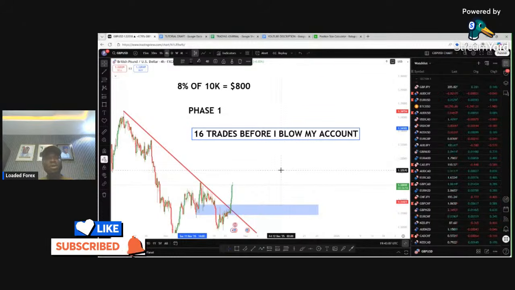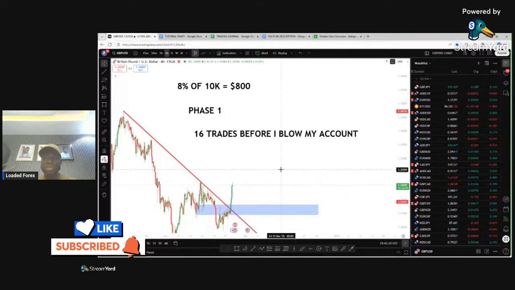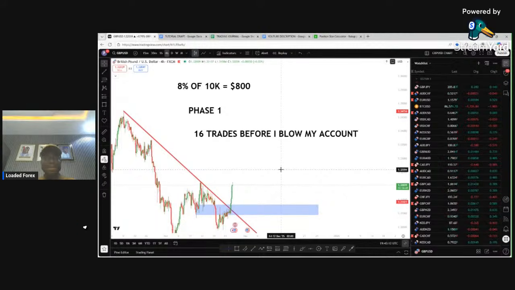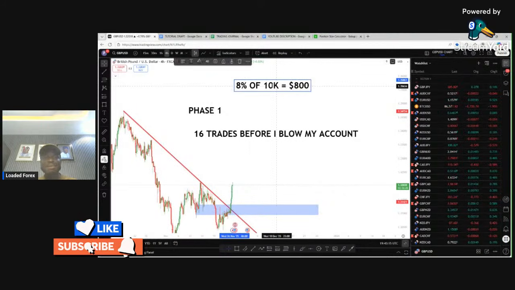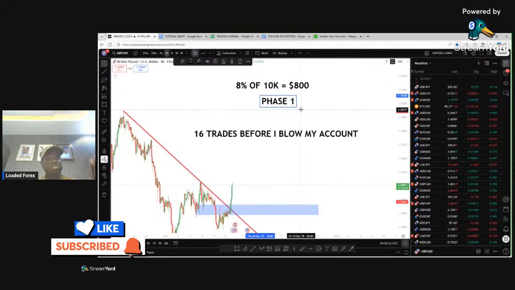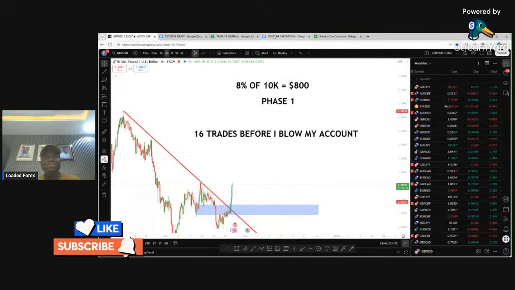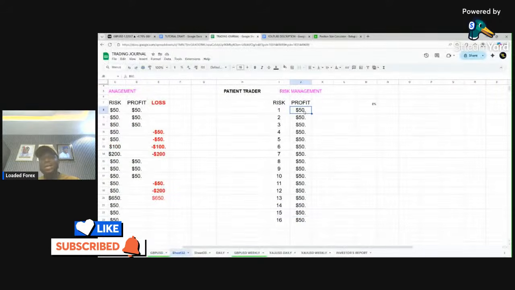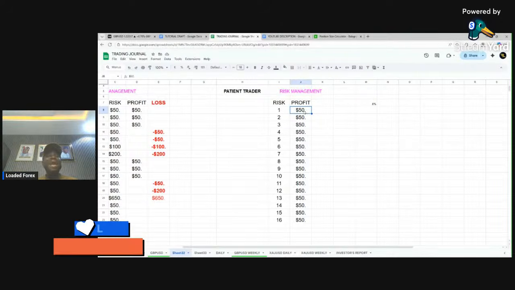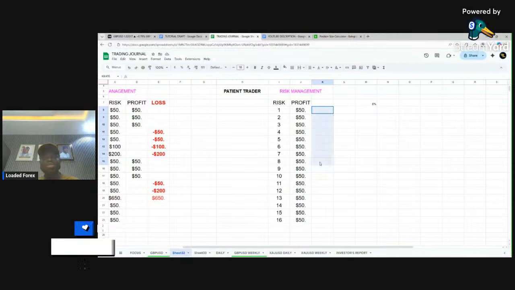So the second question is, how many trades will you take in the market to make the $800 target? Because this is 8% of the account, the phase one target. How many trades? That is the second question you need to ask yourself. If I'm risking $50 to make $100, like I said, your profit must be higher than what you are risking. That means it will take me 8 good trades, right? So $50 will give me $100 here.